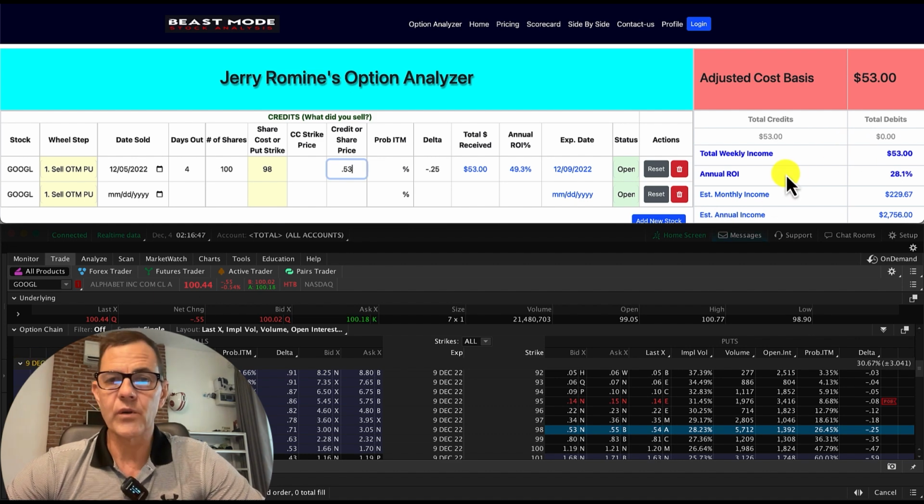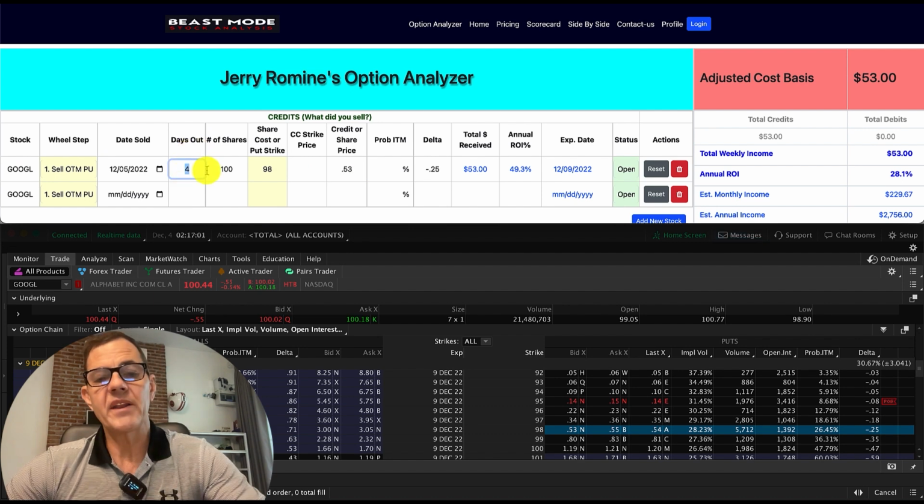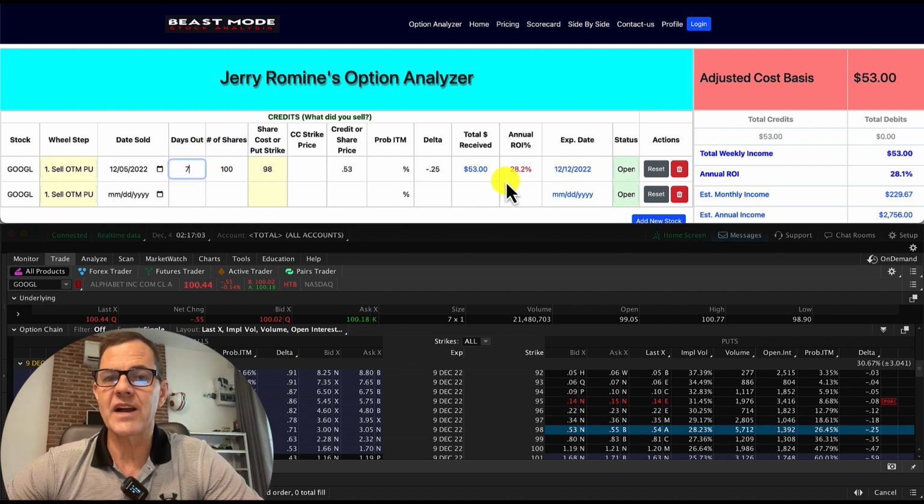Now, if we look a little further to the right, if you're really quick, you're going to notice our annual ROI is 28.1%, but over here it's showing 49.3%. And I want to point out that difference and why. So if we look over here, we can see our days out is 4, but if we change this to 7 days out, you're going to notice that it's just about identical.